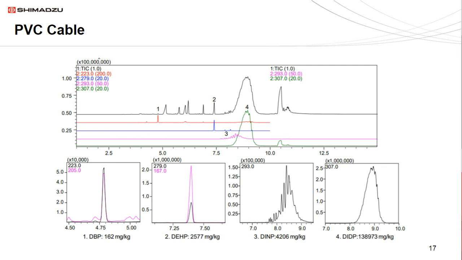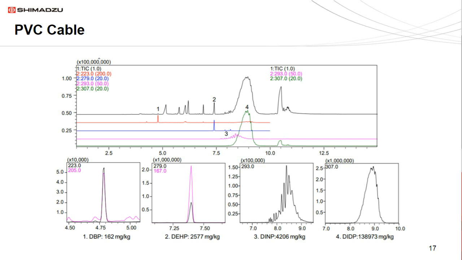Taking this analysis even further, we now can see a real-world sample, a PVC cable. So we ran this PVC cable against our calibration curve, and we're attempting to measure certain phthalates that were present in this natural sample. In fact, we were able to not only detect but quantify 4 phthalates: DBP, DEHP, which is known as a very popular plasticizer, DINP, and DIDP. And as you can tell, we were able to quantify or semi-quant 4 of these phthalate esters extremely well.